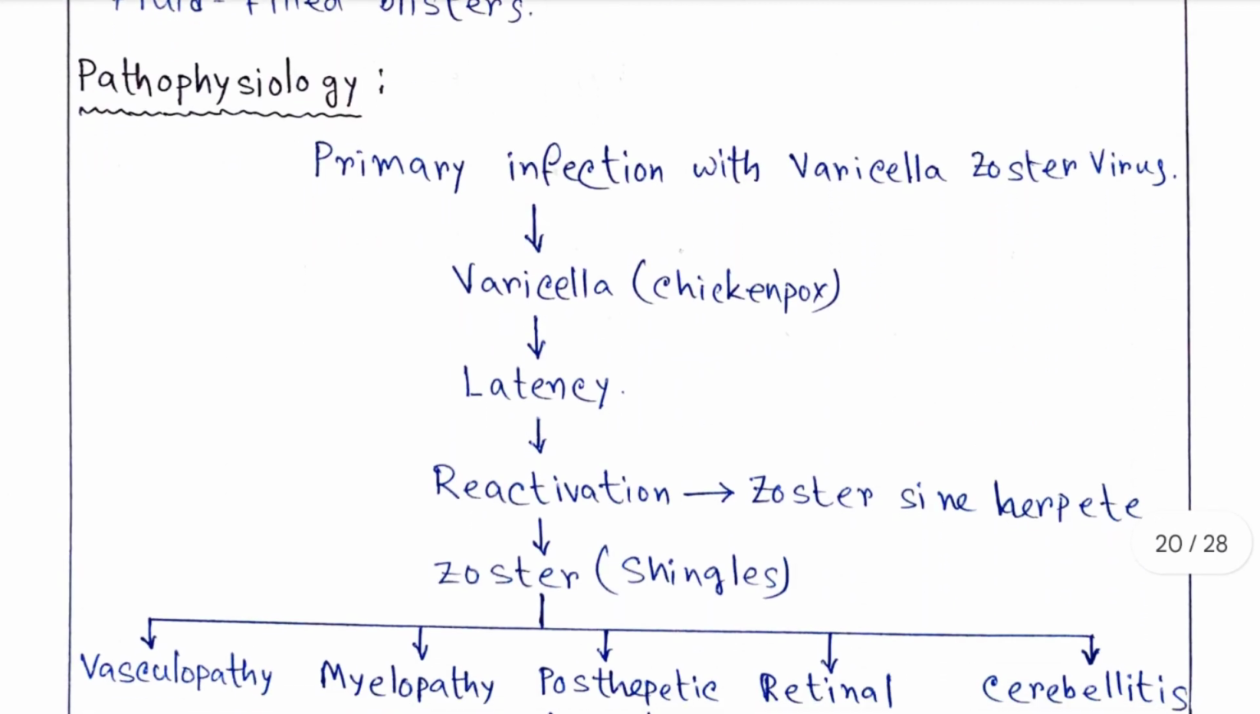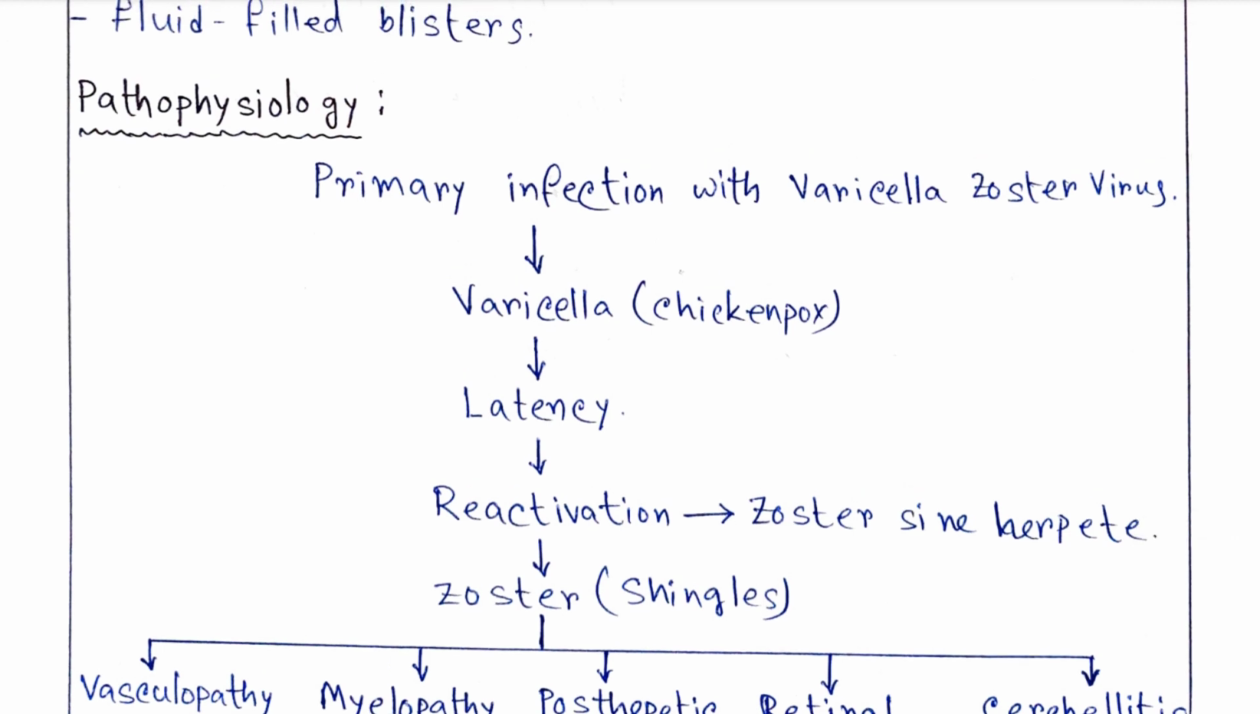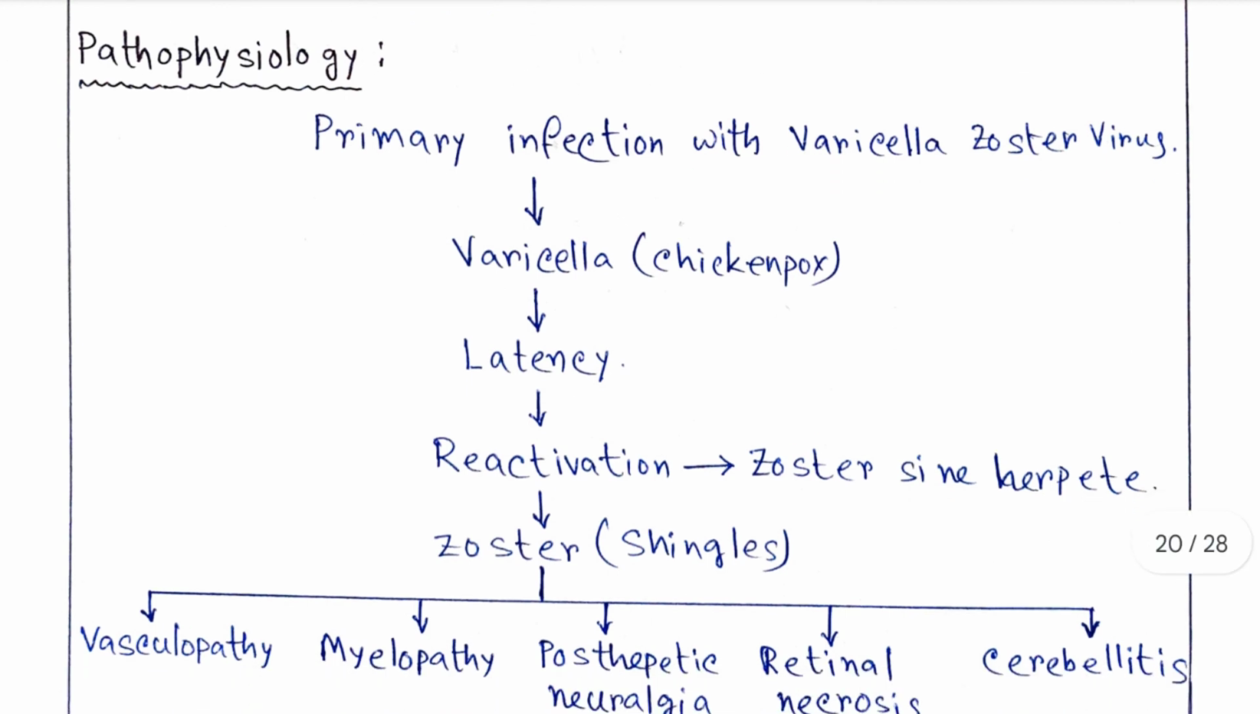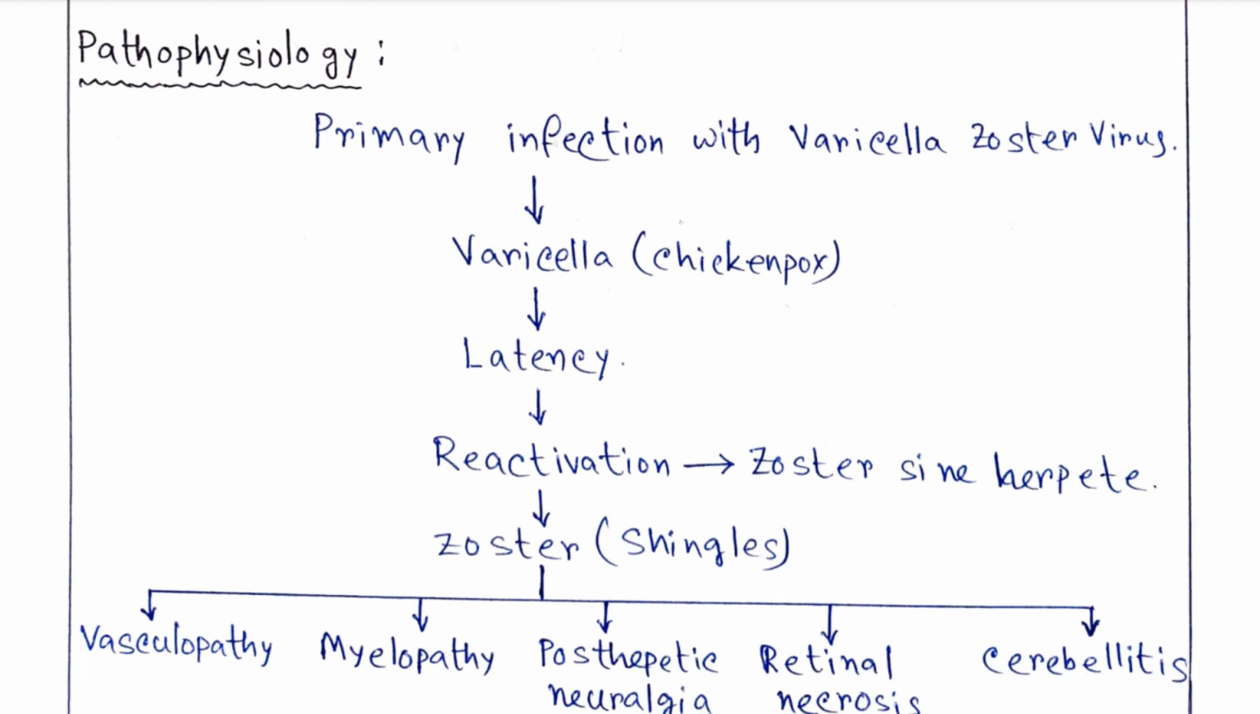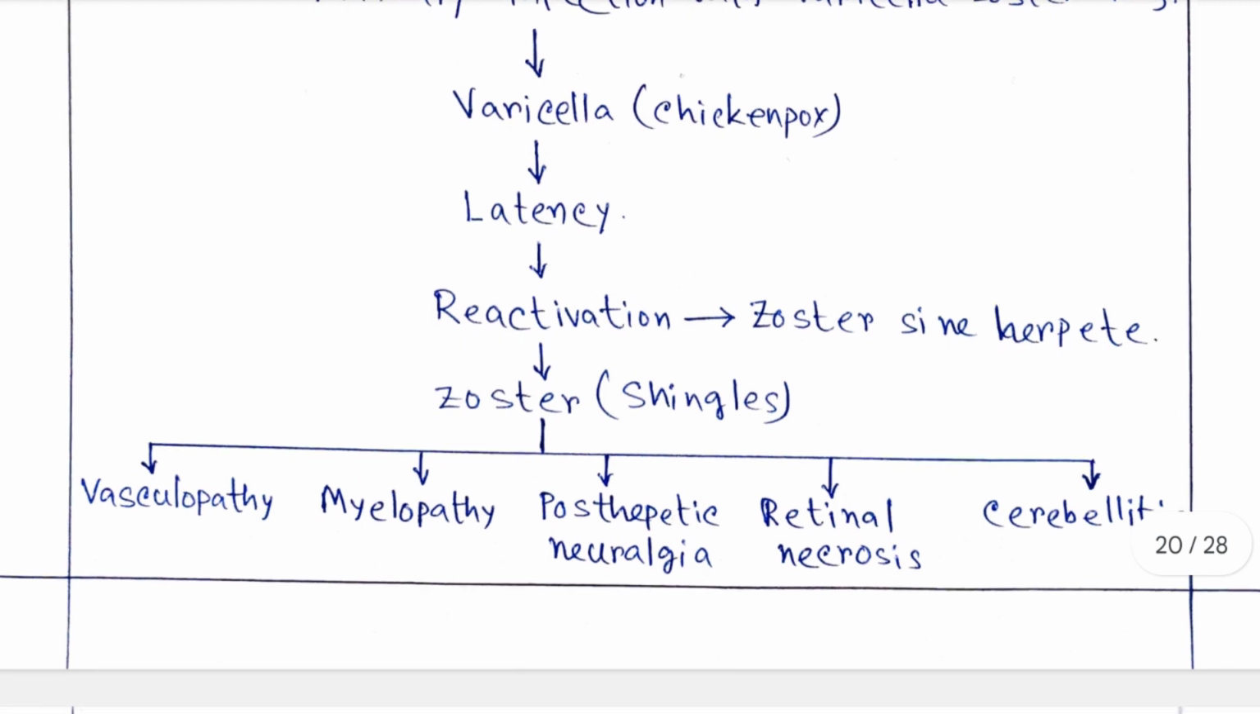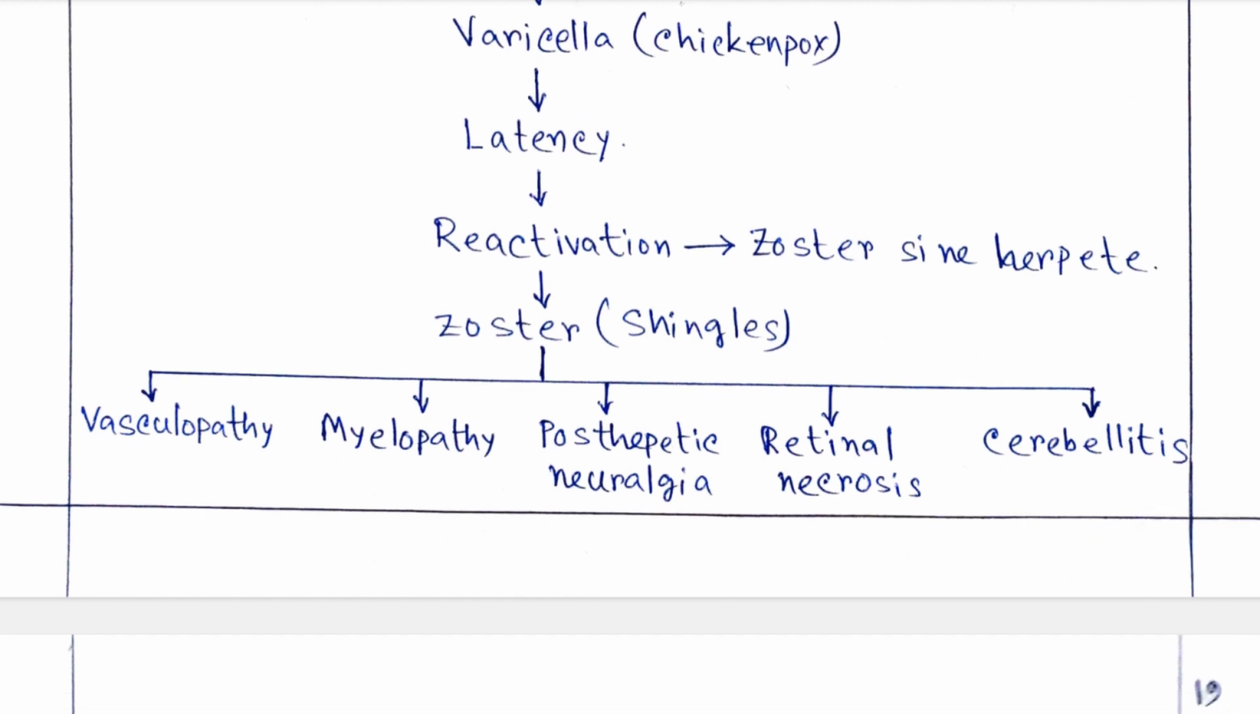Next is pathophysiology. Primary infection with varicella zoster virus, then varicella chickenpox, then latency, then reactivation, booster in herpes, then zoster, then vasculopathy, myelopathy, postherpetic neuralgia, then retinal necrosis, then peripheral.